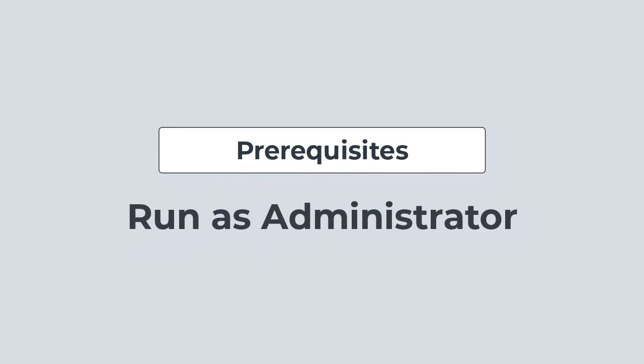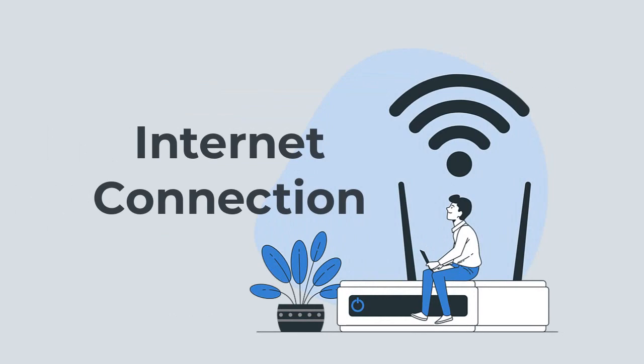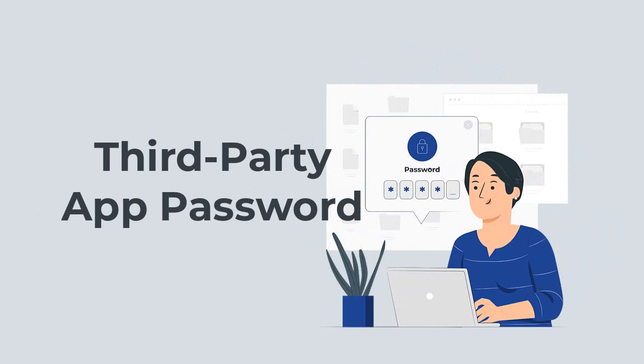Following are the different prerequisites required while using this software. You have to run the software as an administrator on your computer when using Windows 10 and its earlier versions. When you log into your email and in the software, you must have a proper internet connection. A third-party app password of the selected email client is also required before exporting the HostGator mailbox emails.